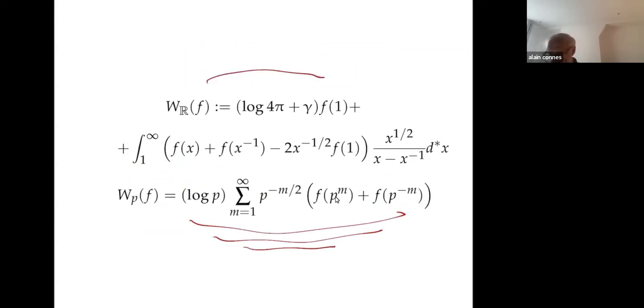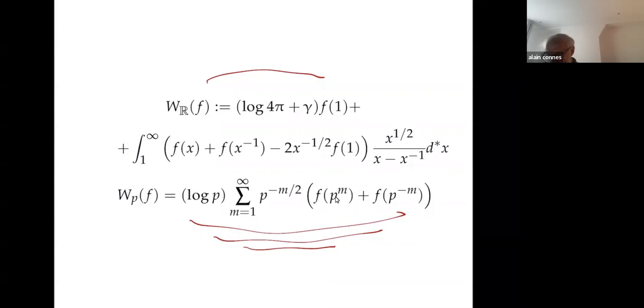It's very tricky because it has Euler's constant, it has log of 4 pi, and it has a principal value in the sense of Hadamard. There is a divergent expression here because you have x minus x inverse in the denominator and you integrate from 1 to infinity. In order to eliminate this divergence, you subtract from the function these values. So it's a very tricky distribution.